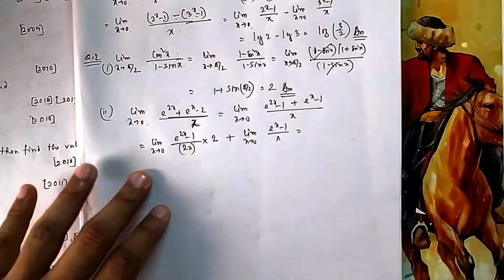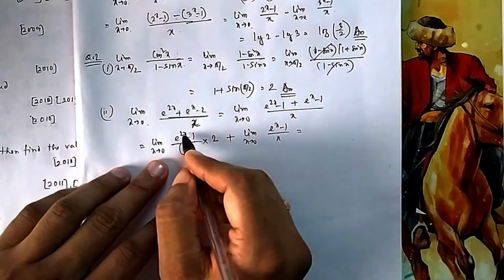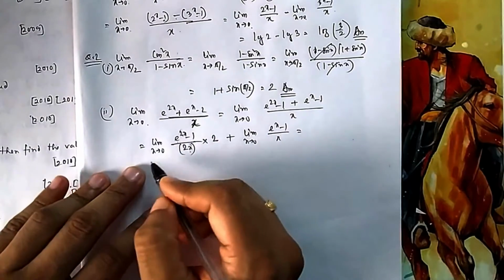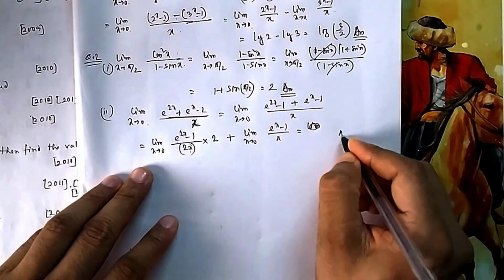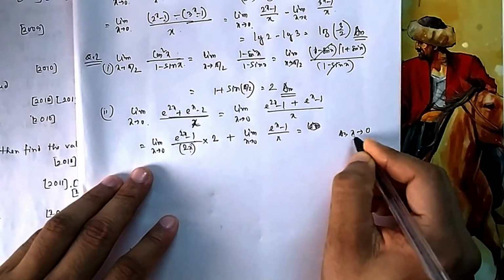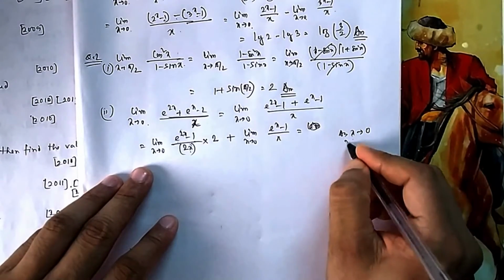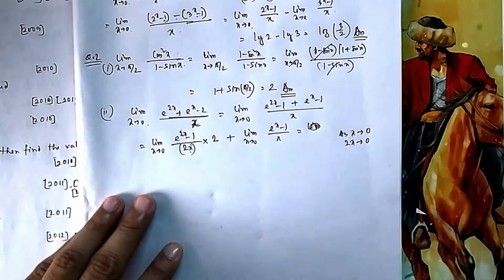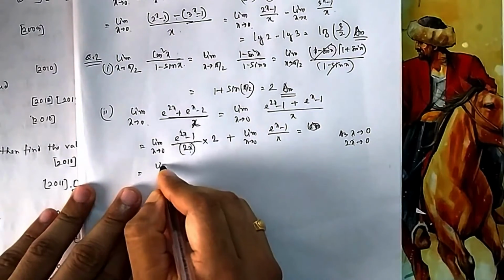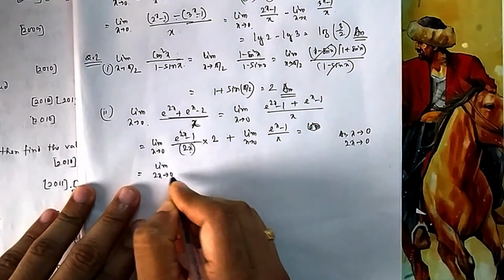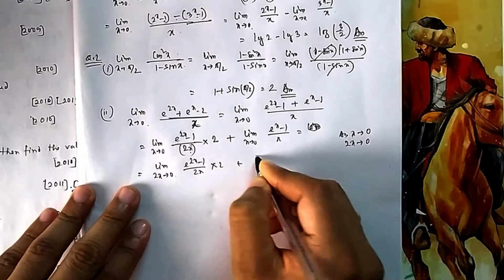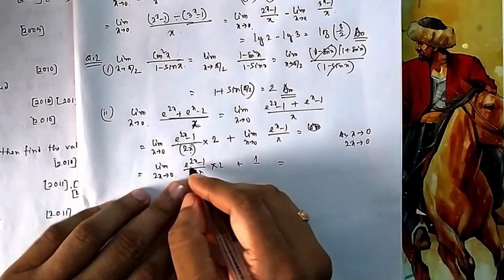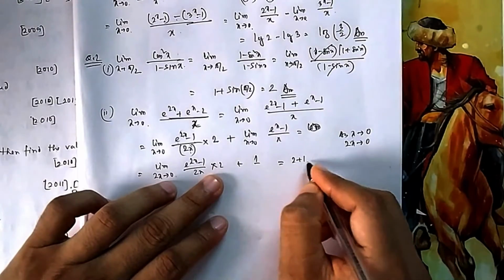Now actual definition says, because x tends to 0, because this is 2x, so this has to also be 2x. So because x tends to 0, you can write it down as x tends to 0. If x is going towards 0, then obviously 2x will also go towards 0. So you can write it now, limit 2x tends to 0. So this is the actual formula and this is 1. So this becomes 1, so 2 plus 1, answer is 3.